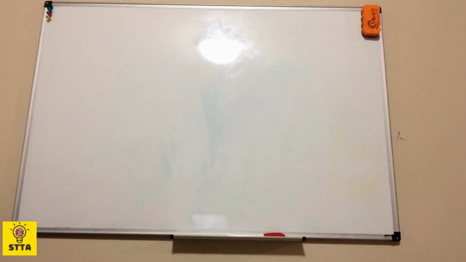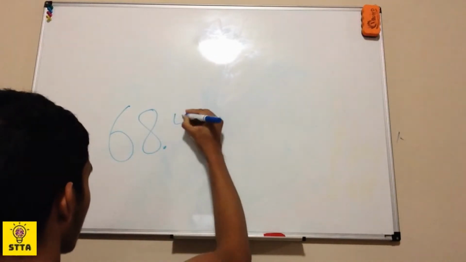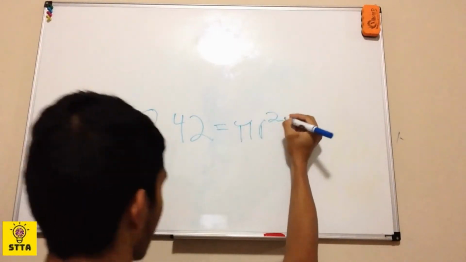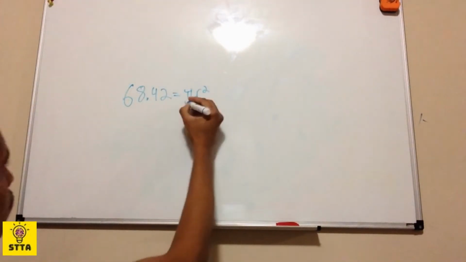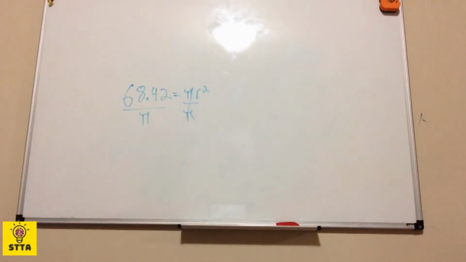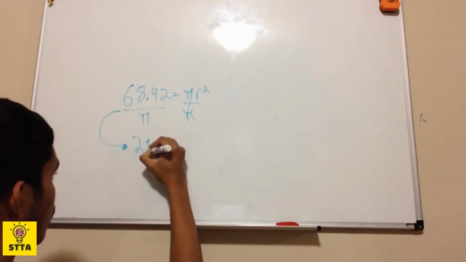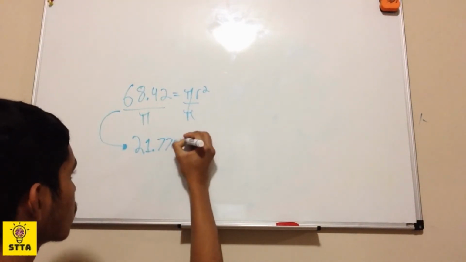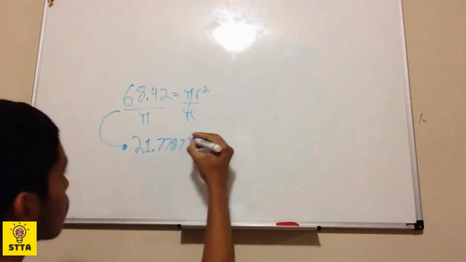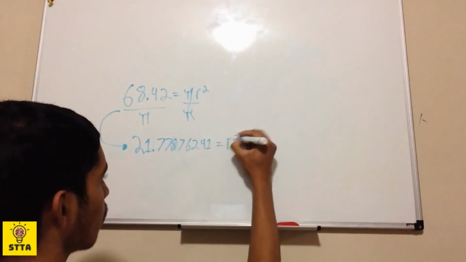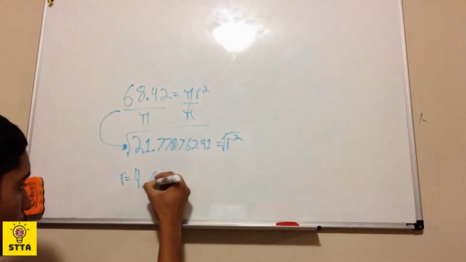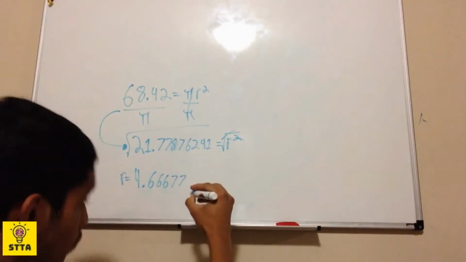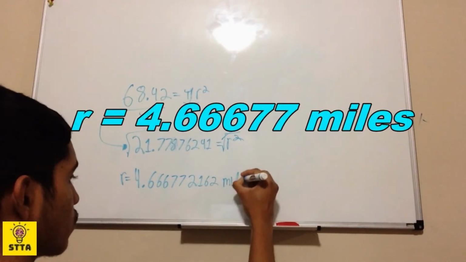We can achieve this value by setting the area of the city equal to the area of a circle. From here we simply isolate the r. After setting the area of the city equal to the area of a circle, I divide both by pi, which leaves me with approximately 21.779, which is equal to r squared, as you can see. From there, it is just a matter of square rooting both the r squared and the 21.779, which gets us a radius of 4.66677162 miles.